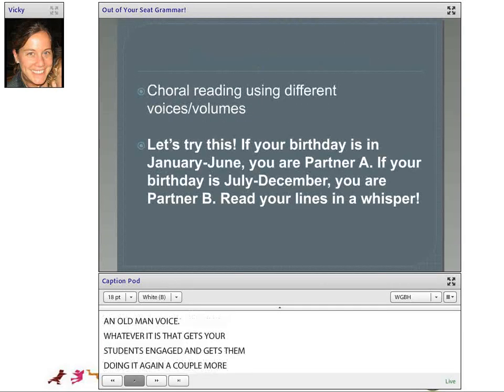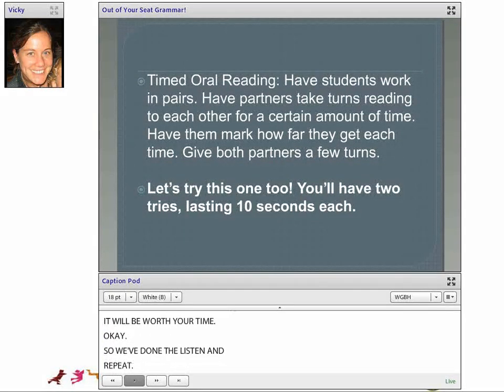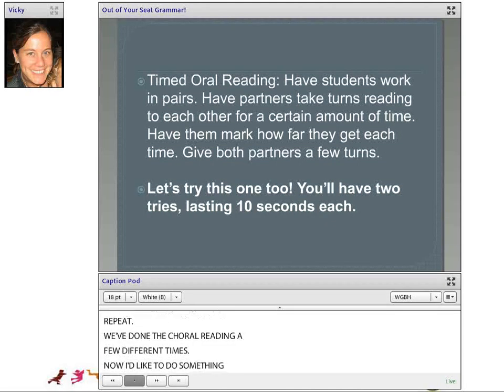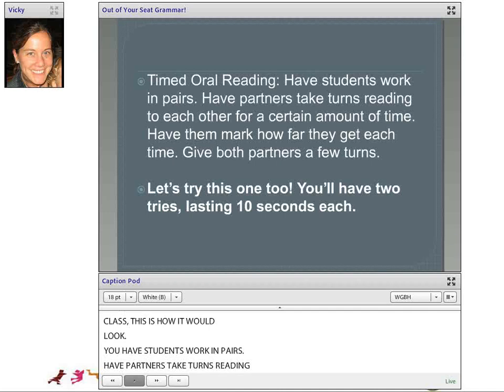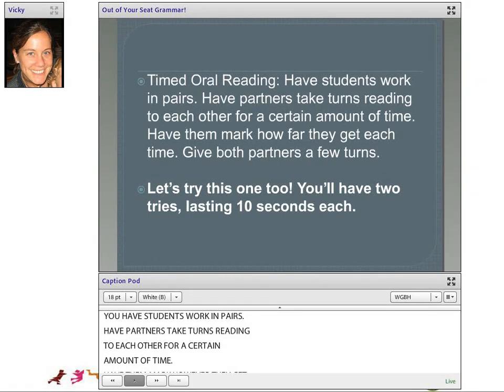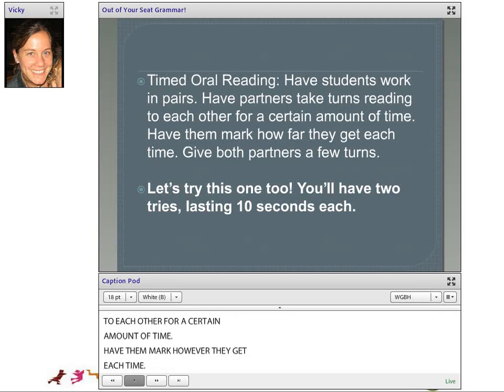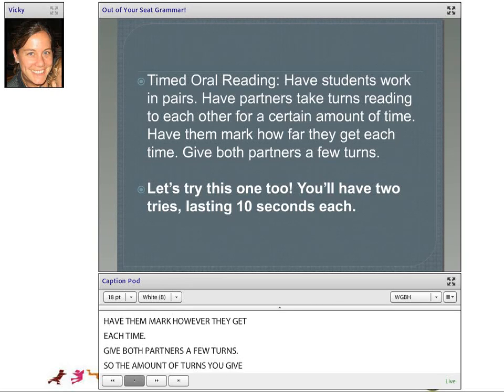Okay, so we've done the listen and repeat. We've done the choral reading a few different times. And now I'd like to do something called the timed oral reading. If you're doing this in your class, this is how it would look. You have students work in pairs. Have partners take turns reading to each other for a certain amount of time. Have them mark how far they get each time. Give both partners a few turns. So the amount of turns you give the students and the amount of time that you give them will kind of depend on their level and how much time you want to devote to it. So this can be modified.